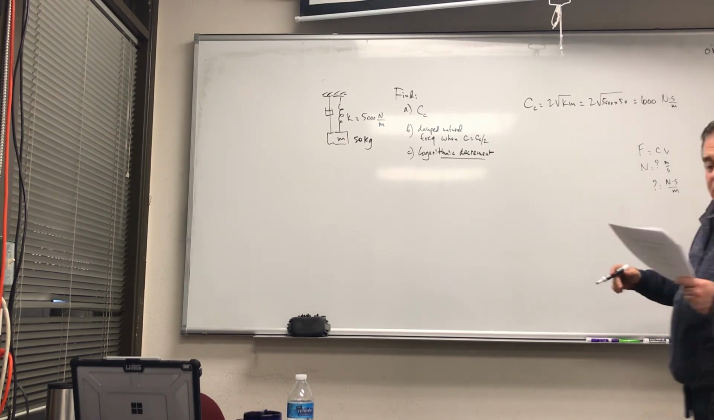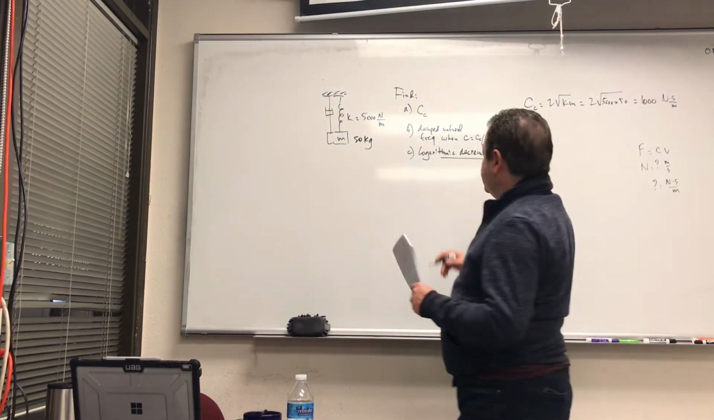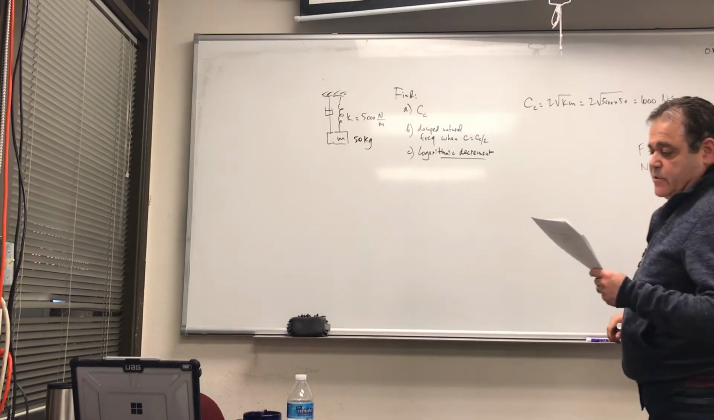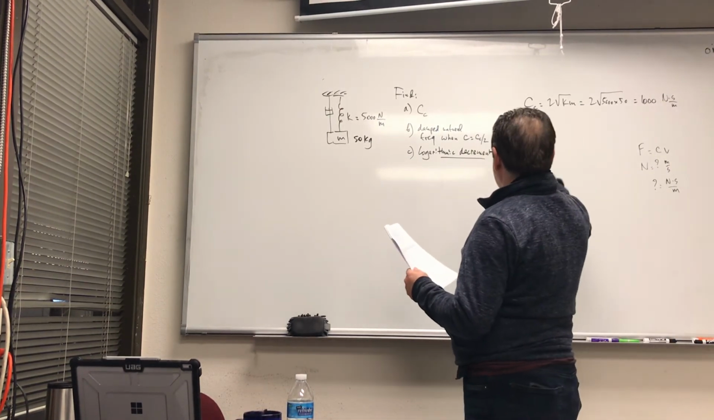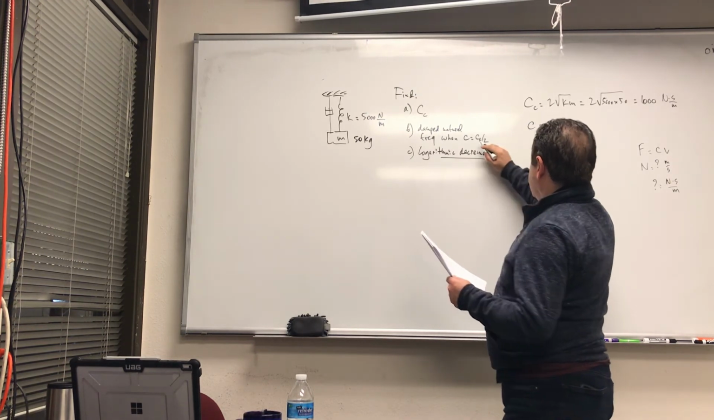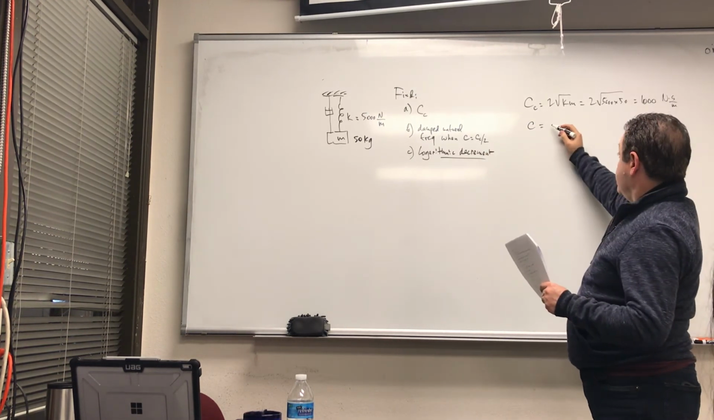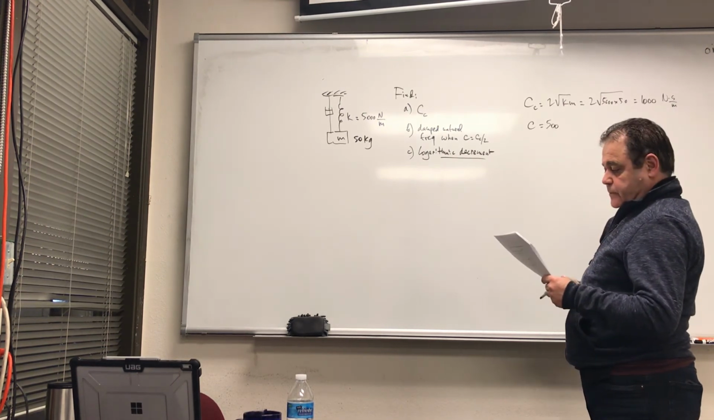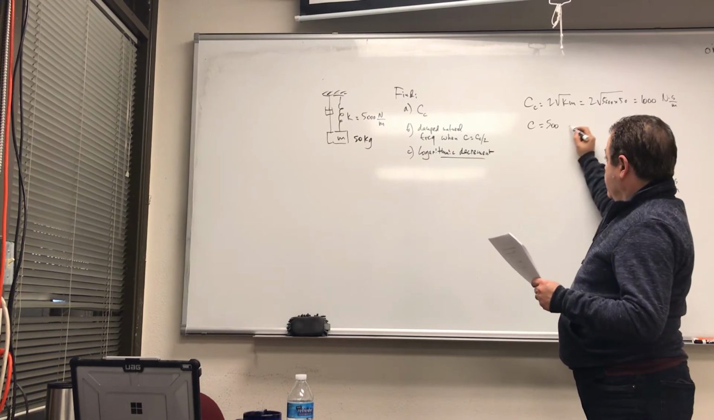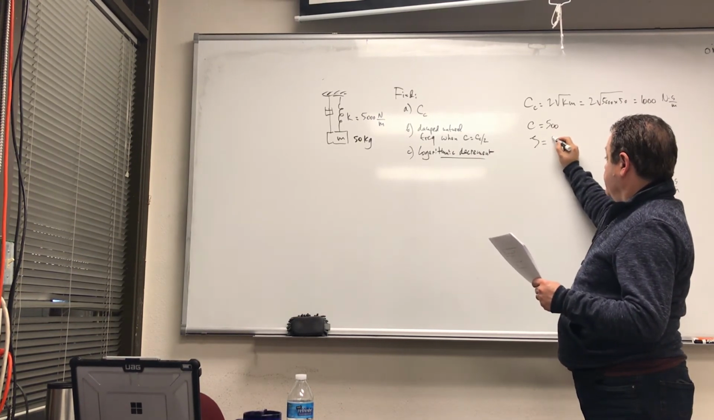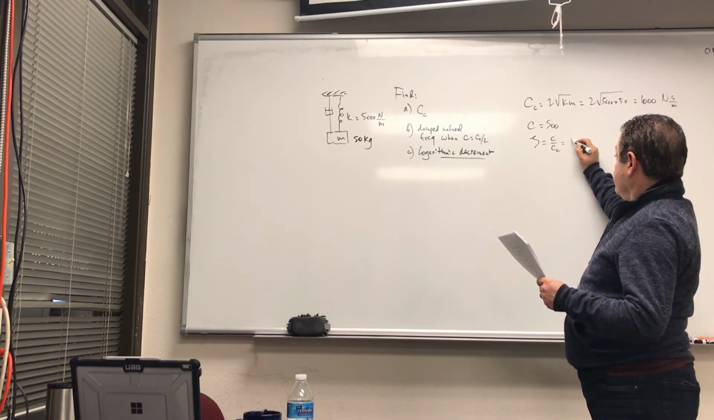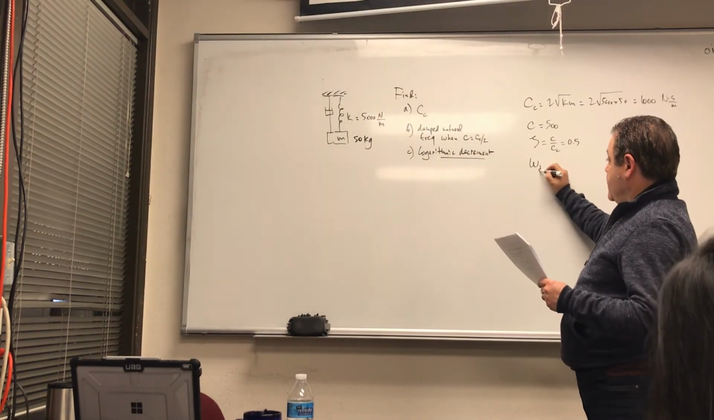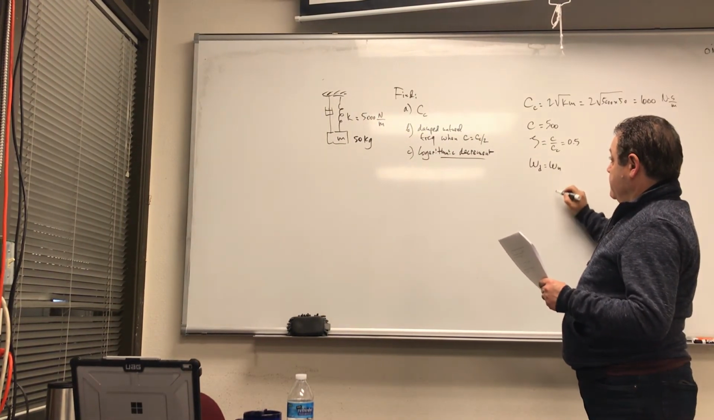Number 2, what was the second one? What is the damped natural frequency when C is equal to CC over 2? That means that C is equal to 500. And that means that zeta is equal to 1/2, 0.5. That means that omega d equals omega n times the square root of 1 minus 0.5 squared.